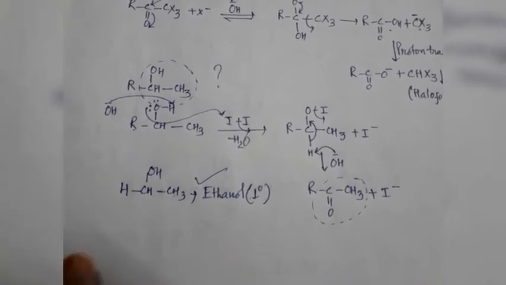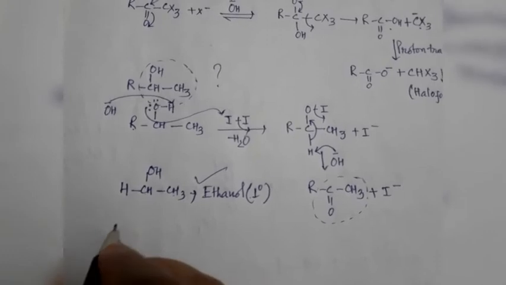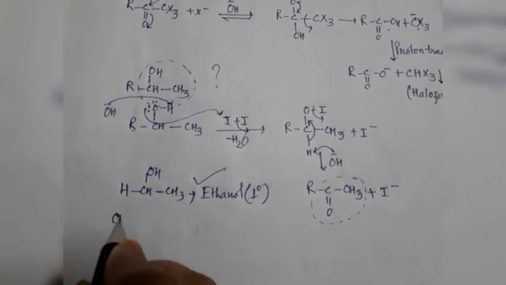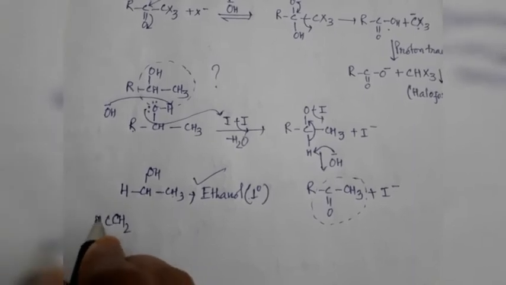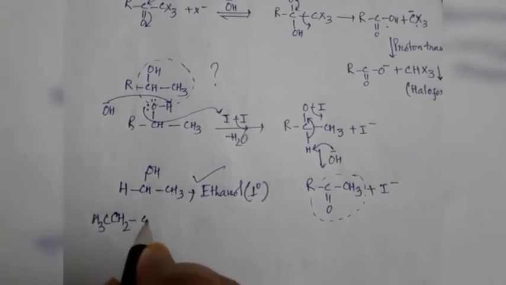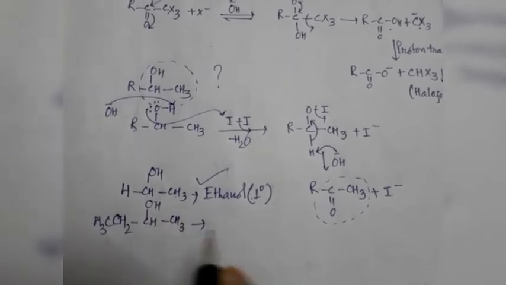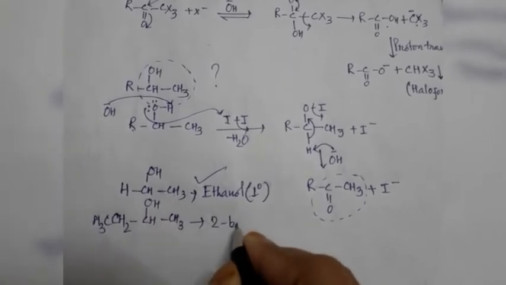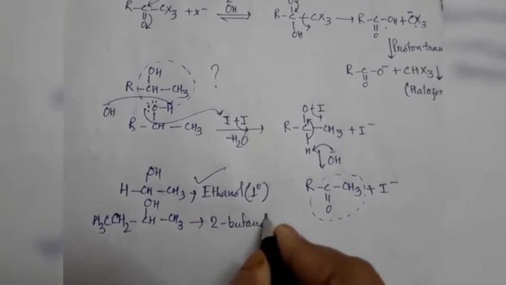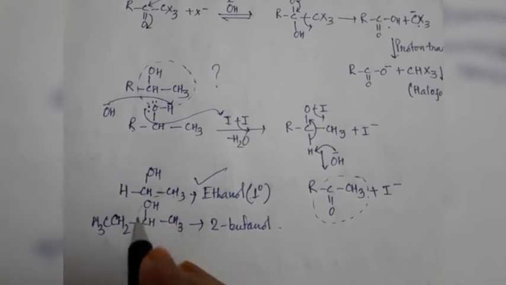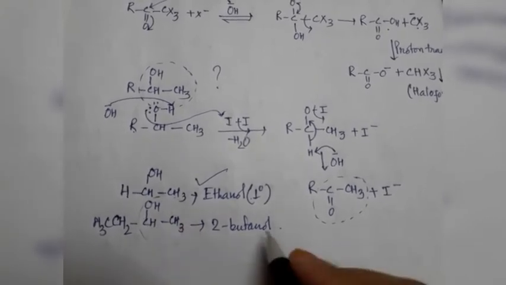Next, suppose that the R group is CH2CH3, that means ethyl group, CH2CH3. So CHOHCH3. So this is 2-butanol or butan-2-ol, and this is a secondary alcohol. This will also give a positive haloform test.